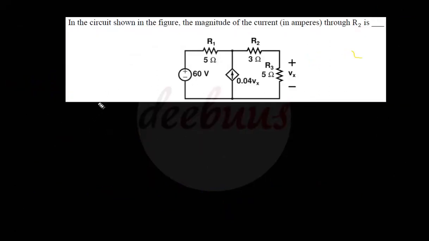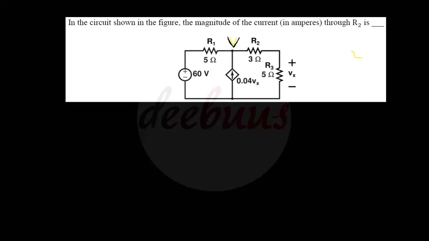Now moving to the last question in this video tutorial. In the circuit shown in the figure, we have to calculate the magnitude of the current through R2. Magnitude of the current through R2. So first of all we have to write the node equation. I am marking this node, the dependent source node, as V, right, V.